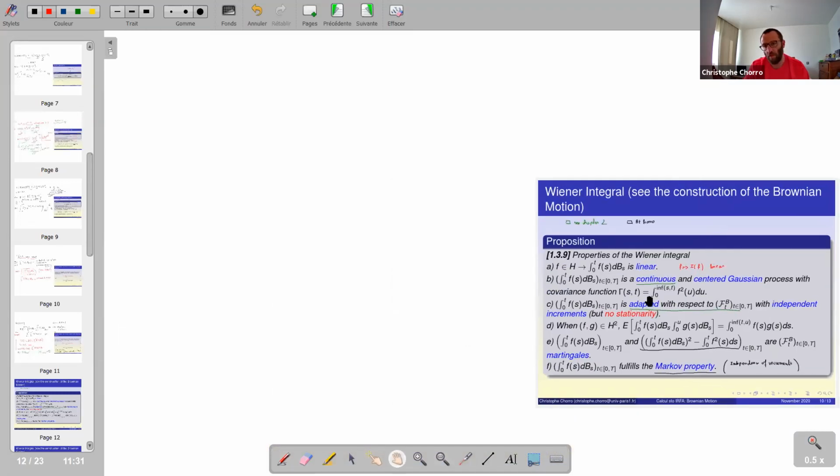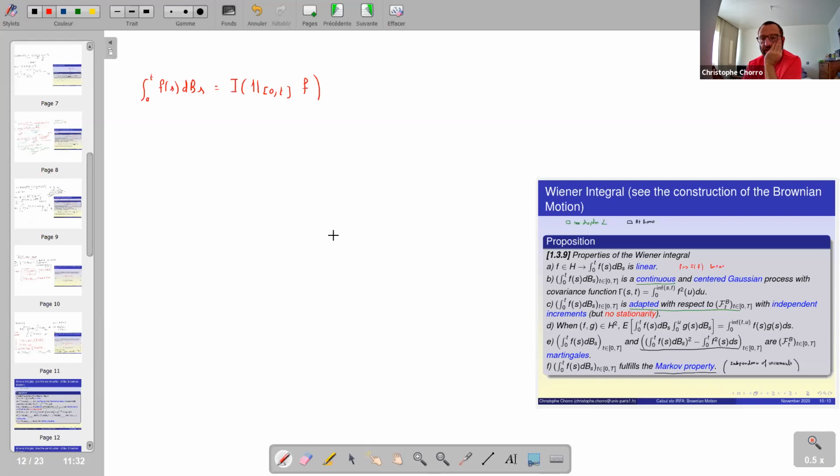For the continuity, I leave it for the next chapter, okay? Central Gaussian process with covariance function equal to this one. Okay, why not? So I am interested here in the integral between 0 and t of f(s) dB_s, that is defined as I of the indicator function of [0,t] times f. Okay, so I have this.